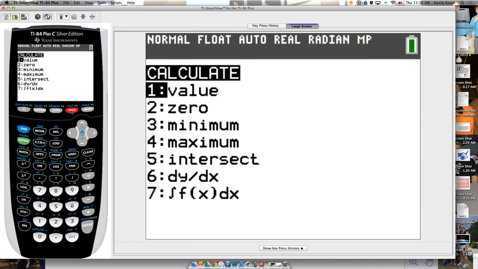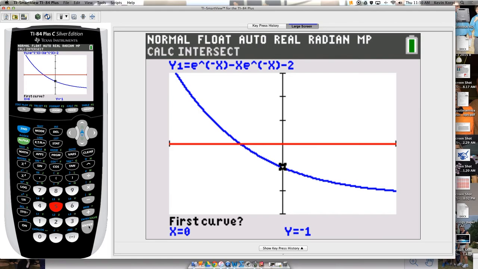Go to second trace, and you're going to choose option 5. And now all you've got to do is find the enter button. I'm on the enter button. Close your eyes and say enter, enter, enter. That's nice. And like magic, it gives it to you if there's only one point of intersection.